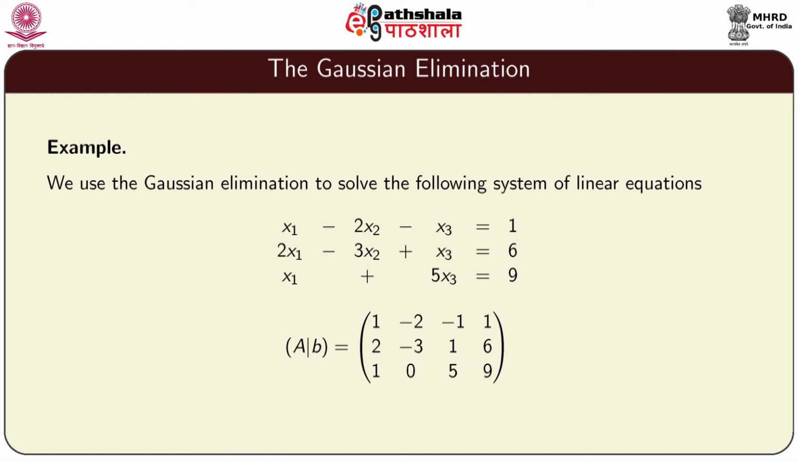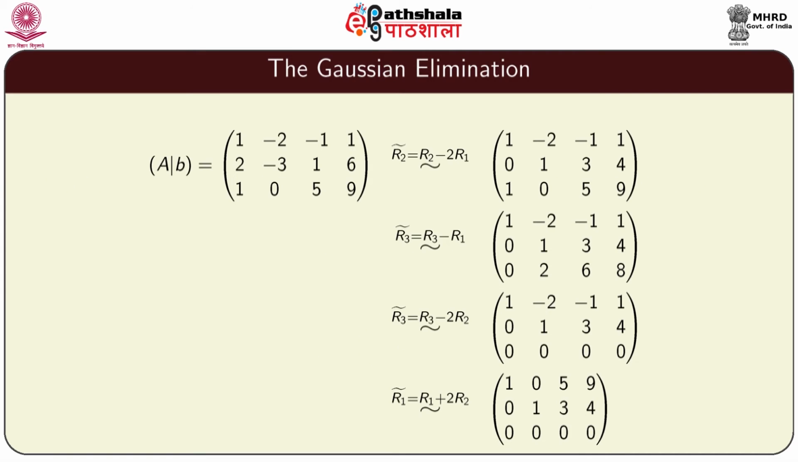So, here you see a system of 3 equations in 3 unknowns. The unknowns are x1, x2, x3. So, the corresponding augmented matrix is a 3 cross 4 matrix. You can see that it is a non-homogeneous system, because the B, which is 1, 6, 9, is a non-zero column matrix. Now, we are going to apply the Gaussian elimination to solve this system of equations. So, that means we will start with this augmented matrix and row reduce it to its row reduced echelon form. So, again a combination of forward pass and backward pass.